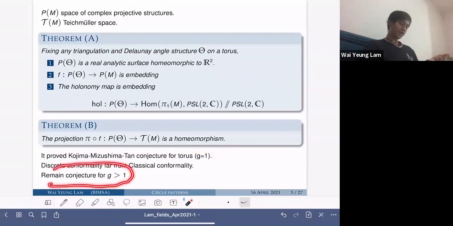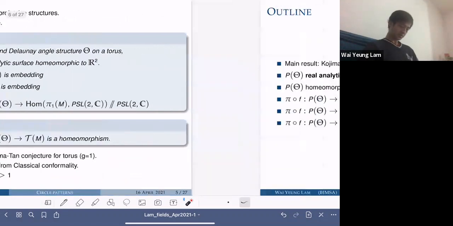And for the case where genus is larger than one, it is still a conjecture. The background has been explained very nicely by Philip Bowers on Tuesday, so I'm not going to say much about this. I'm just going to go to the proof directly, and about this quadratic differential Laplacian.